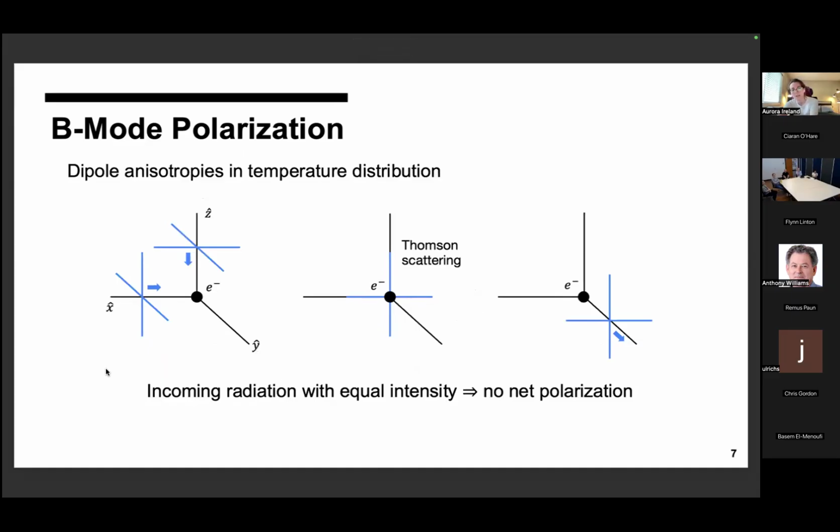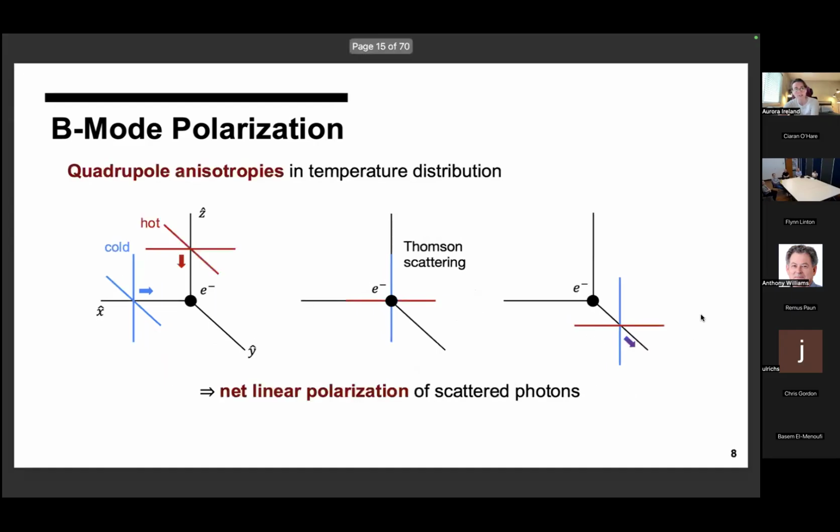Of course, there's no reason to just imagine light coming in from one direction. You can imagine a dipole anisotropy in the temperature distribution. This actually won't give you any net polarization because the incoming radiation has equal intensity. What you're going to get out is unpolarized. If you want net polarization, what you actually need are quadrupole anisotropies in the temperature distribution. So hot spot, cold spot coming in, Thomson scatter, and then the light that's scattered from here is going to have a net linear polarization.